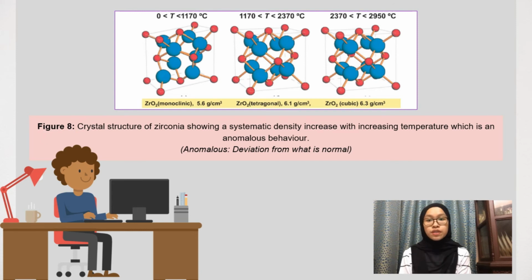The figure above shows the crystal structure of zirconia increasing in density when the temperature increases. This is an example of an anomalous behavior.